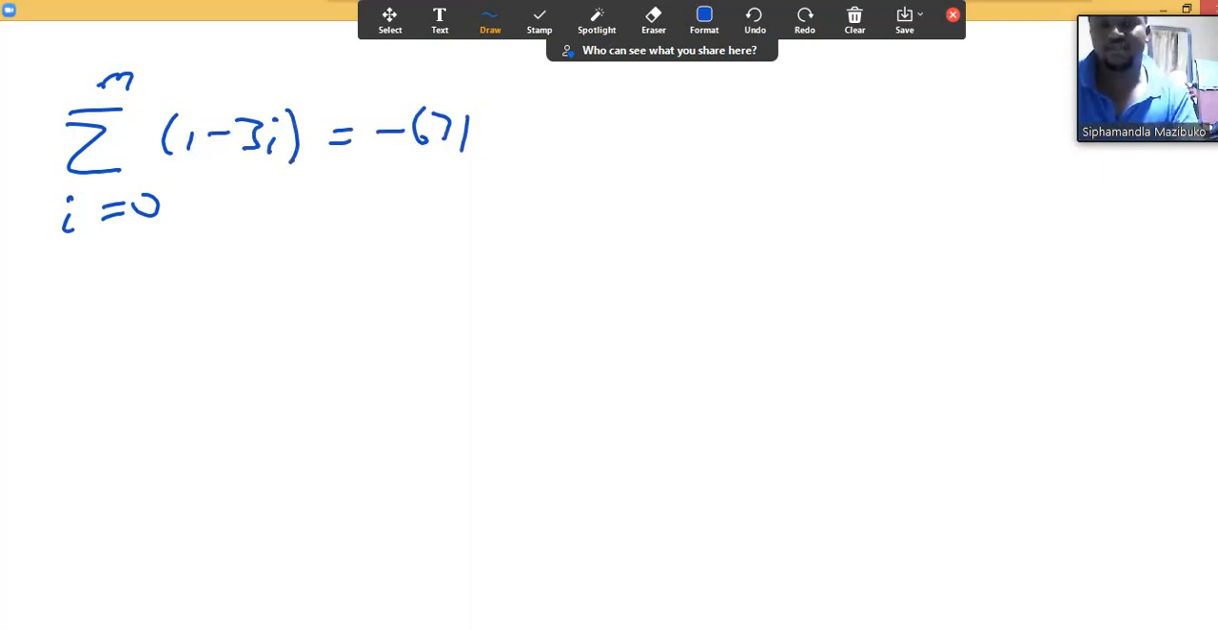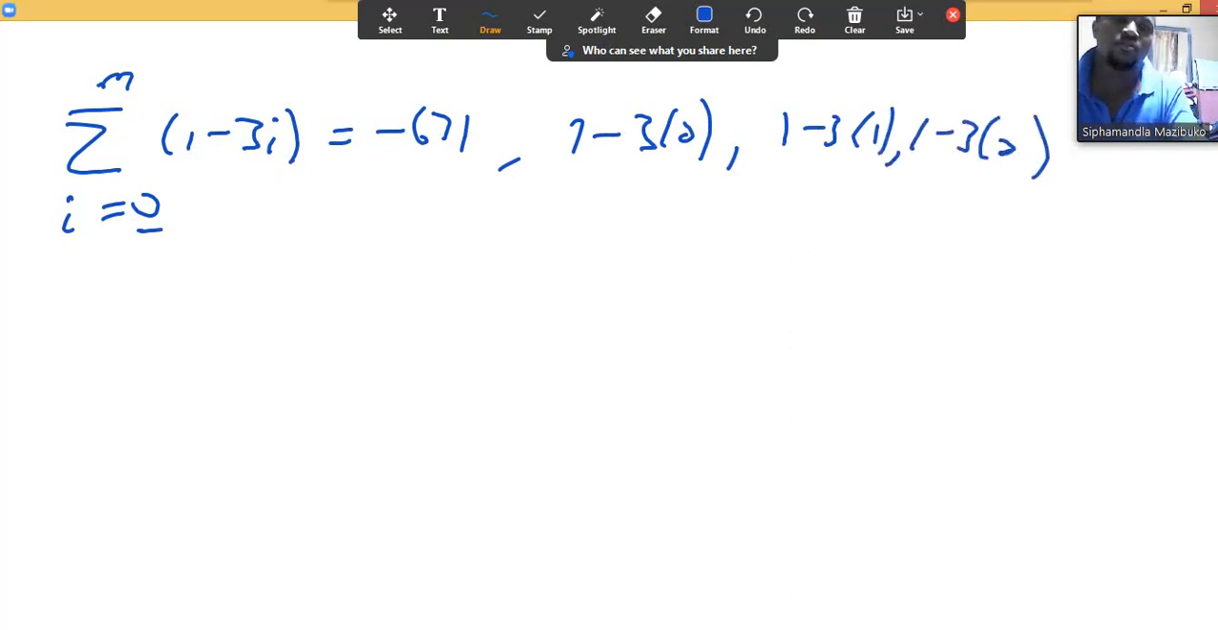First find the first few terms. So this is i equal to 0, so we're starting with 0. So 1 minus 3 into 0, then 1 minus 3 into 1, then 1 minus 3 into 2. So our terms are 1, because this would be 0, then 1 minus 3, which is minus 2, and this is minus 6, so this is minus 5, I guess, because this is 6.